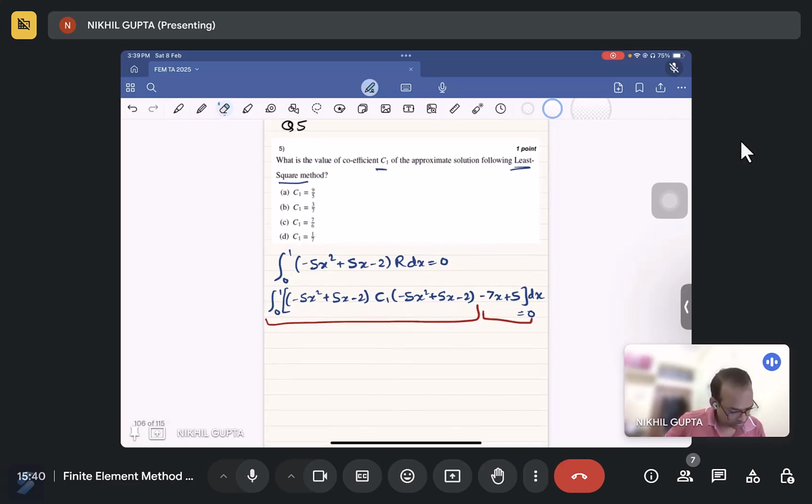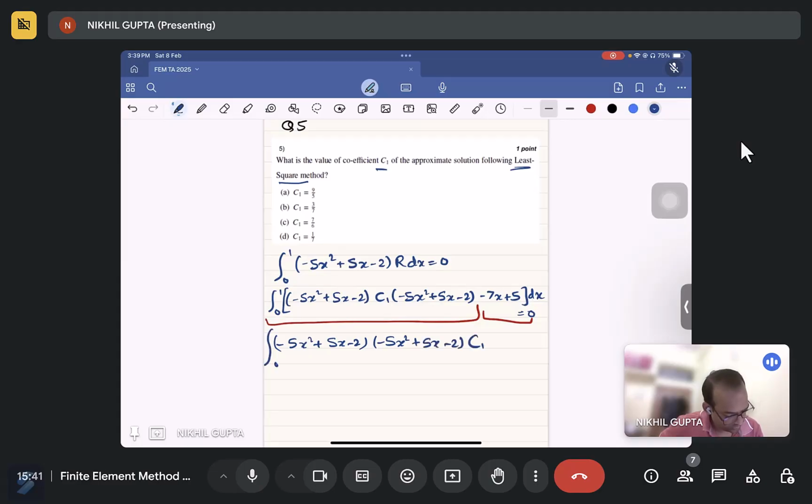So, since these are the same terms, what we can write here is minus 5x square plus 5x minus 2, integrated from 0 to 1 dx. Okay, I'm solving this manually and we'll add it.